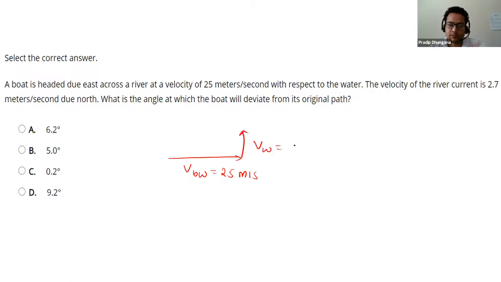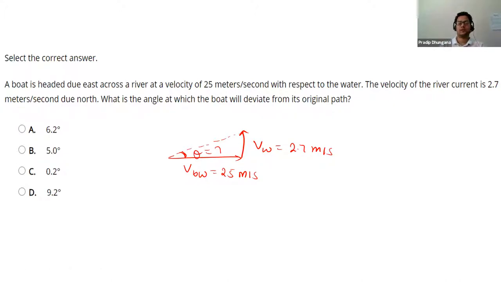Velocity of water, 2.7 meters per second. What is the angle at which the boat will deviate from the original path? So you can see here, this is the east direction and then the north direction. So the resultant velocity will have a direction east, north, and that is the direction of the boat. Okay, east, north. And we have to calculate this angle. Suppose this is theta.